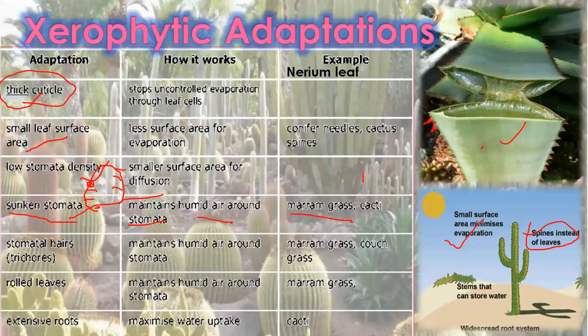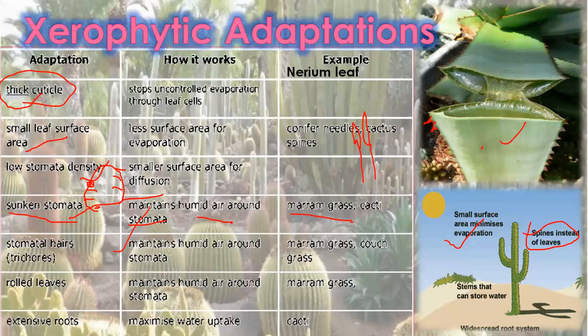Marram grass is the grass which grows in the desert like this. Then with these stomata, there are lots of hairs present. These are called trichomes. And these trichomes also maintain the humid air around the stomata. The air inside is humid, and the dry air which passes out from here will not evaporate this air because it passes over the hole and doesn't move inside.